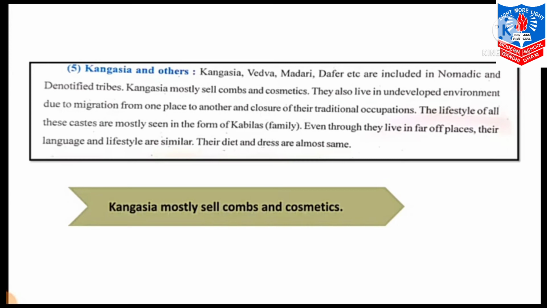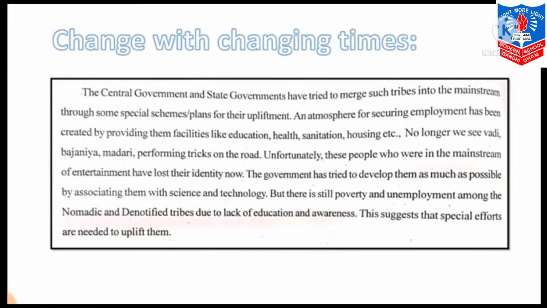Kangasia, Vedwa, Madari, Dafer, etc. These are all included in nomadic and denotified tribes. Kangasia people mostly sell combs and cosmetics, and they live in undeveloped conditions due to migration from one place to another and closure of their traditional occupation. The lifestyle of Kangasia and other nomadic and denotified tribes is mostly seen in the form of kabilas, that is family, and the kabila practice, language, diet, dress, and other lifestyle are similar. Now we will learn what changes have occurred with changing times.